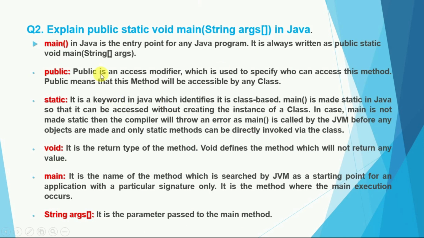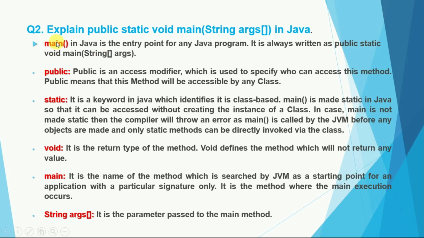Next is, explain public static void main. In every program we need to write public static void main at the start, and inside it we perform all our execution and operations. But what is the actual meaning of public static void main and this String argument in Java? We should know about this.